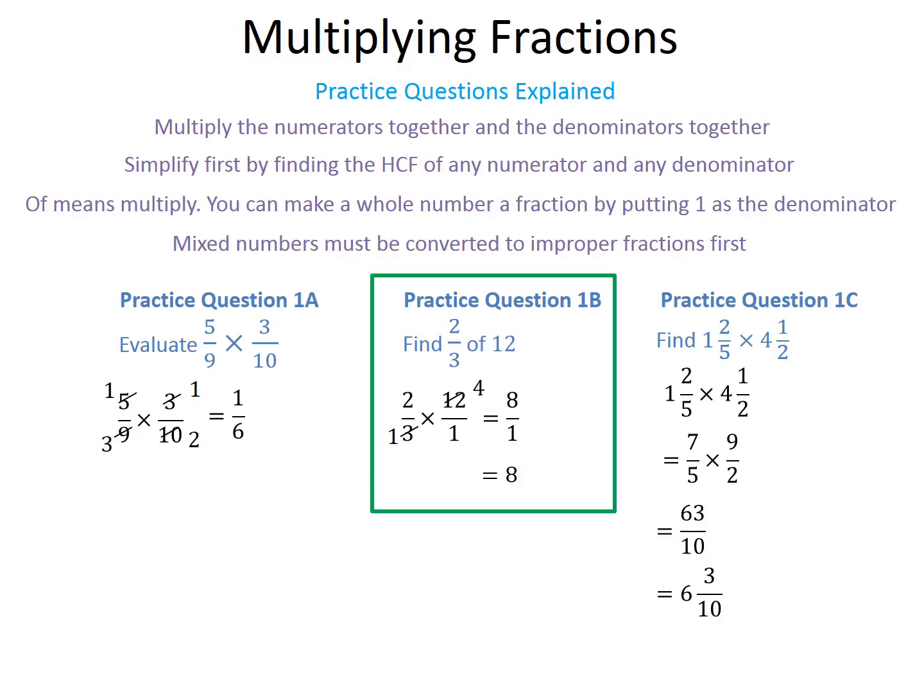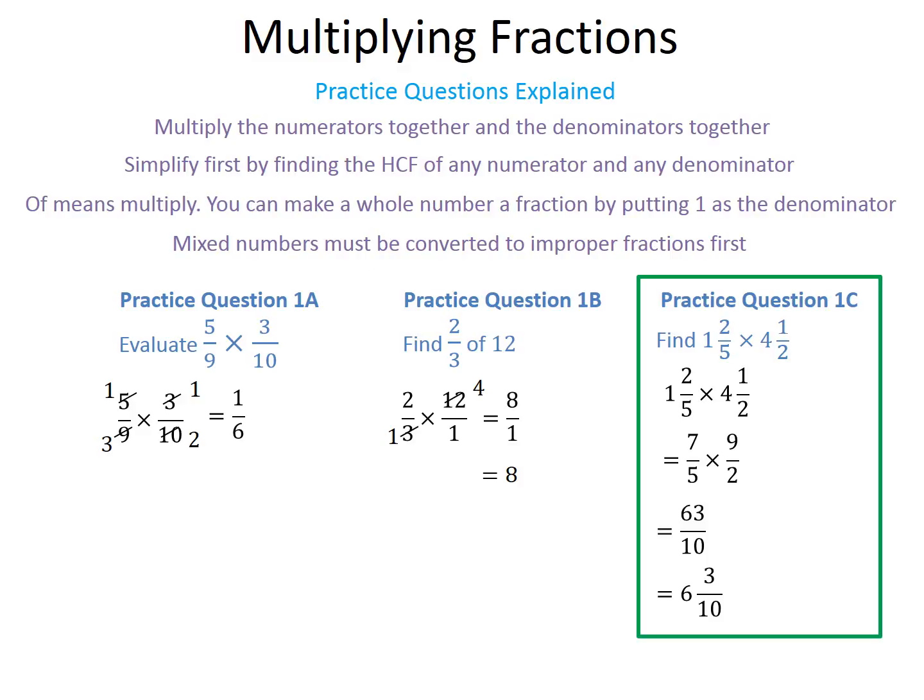In practice question the second one, I wrote out the question, but as I did so, I changed the "of" into a times, and I just put a 1 under the 12, so it became a fraction. And then I noticed that 3 goes into 3 once, and into 12 4 times, so I did that simplifying. I couldn't use the 4 and the 2 because they're both numerators, and so I had no choice. I just had to do my multiplication. So 2 times 4 is 8. 1 times 1 is 1. I realized I'm not going to finish the answer with a 1 on the bottom, and so I just changed it back into a whole number, 8.